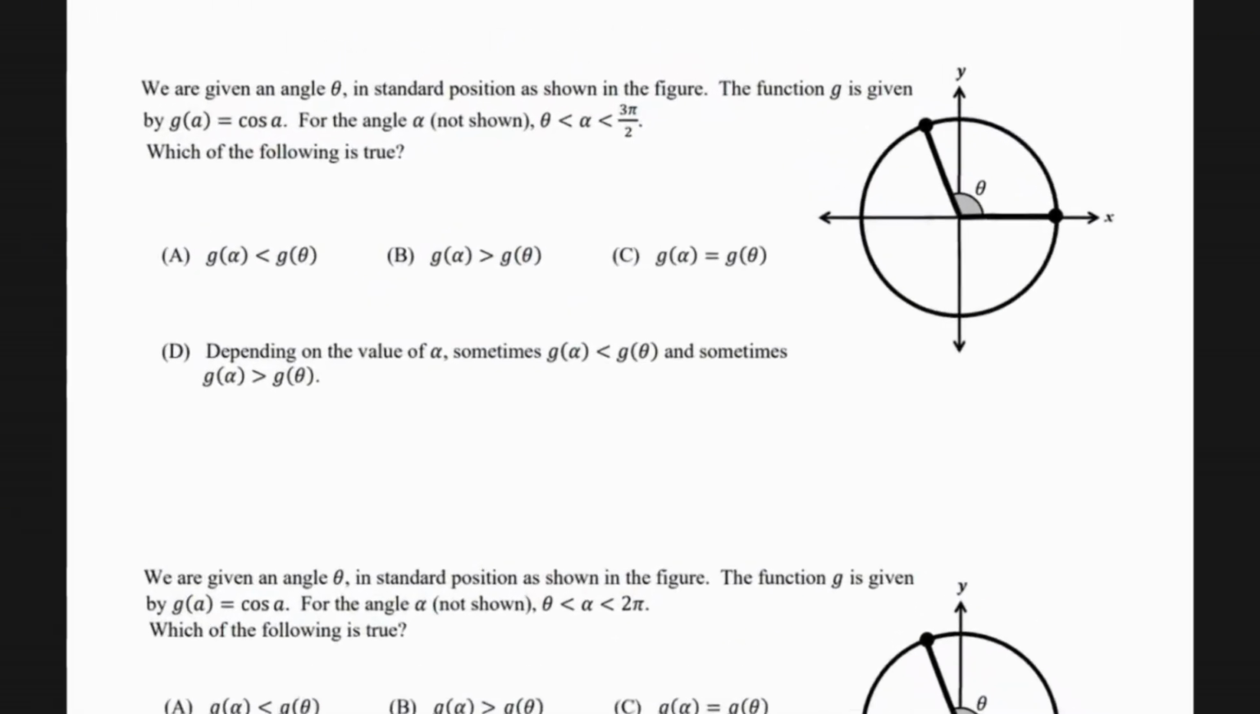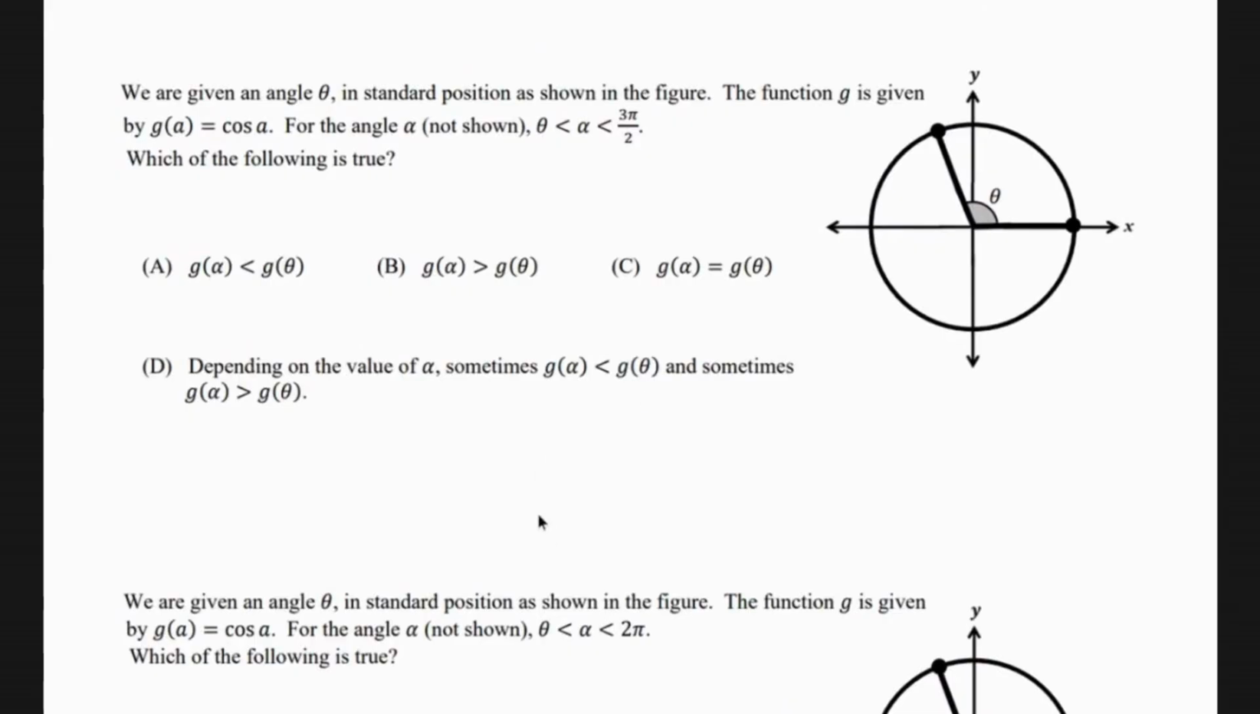All right, let's answer a few problems. These guys are awful. These guys are just gross, but you'll see them. We are given an angle theta. It looks to be somewhere in quadrant 2. It's in standard position shown in the figure. The function g is given to us by g of alpha equals cosine alpha, for any angle alpha not shown between theta and 3 pi over 2.